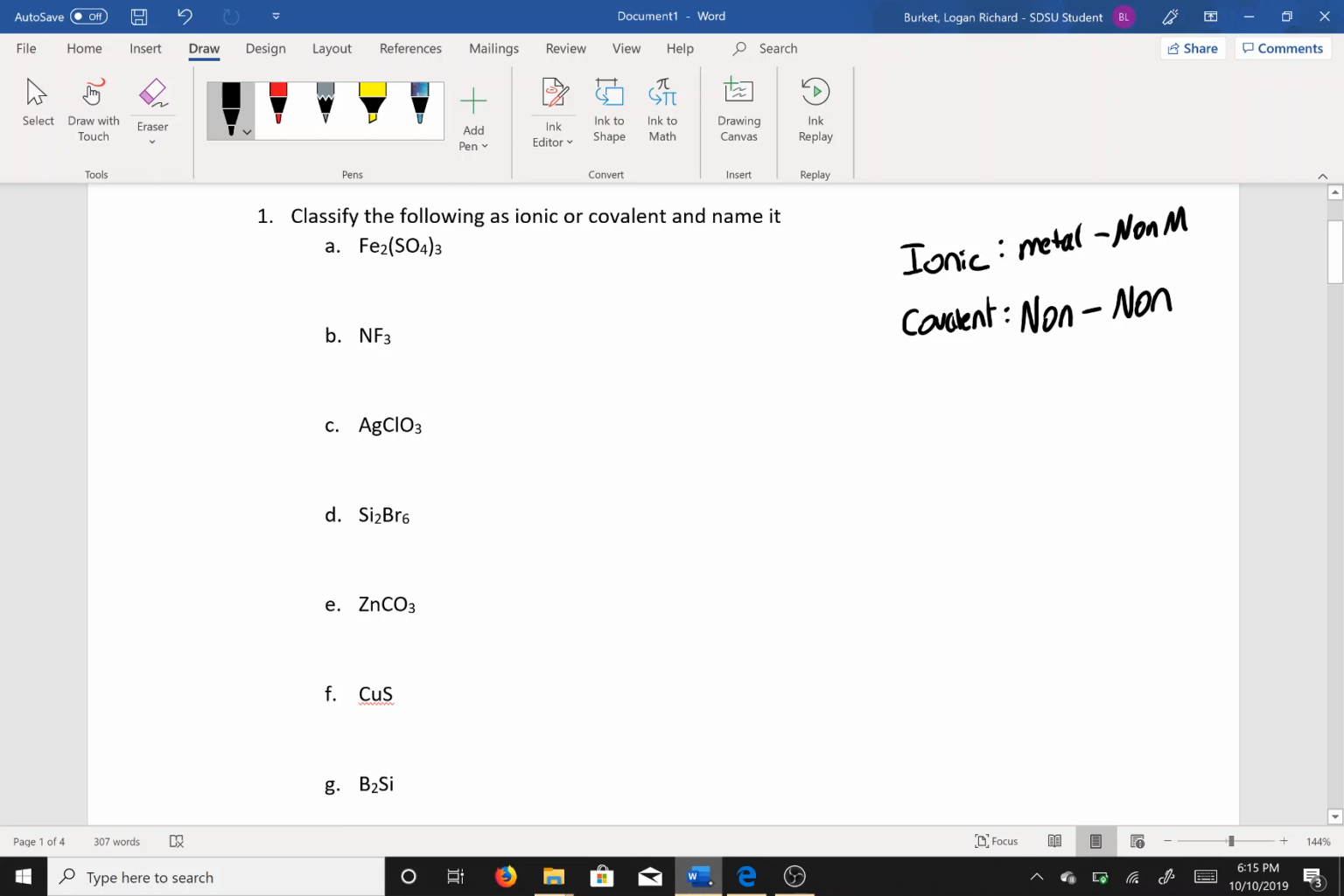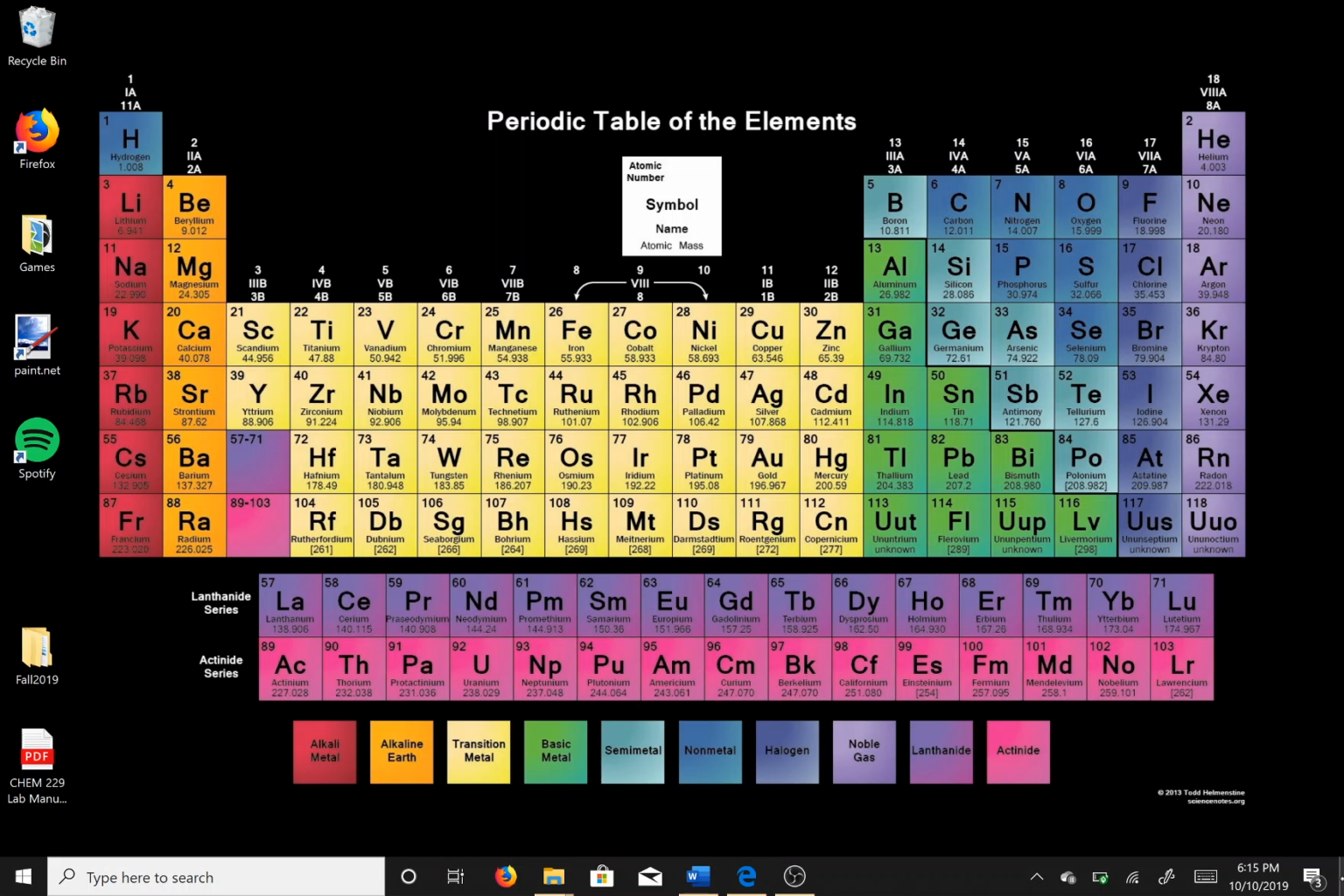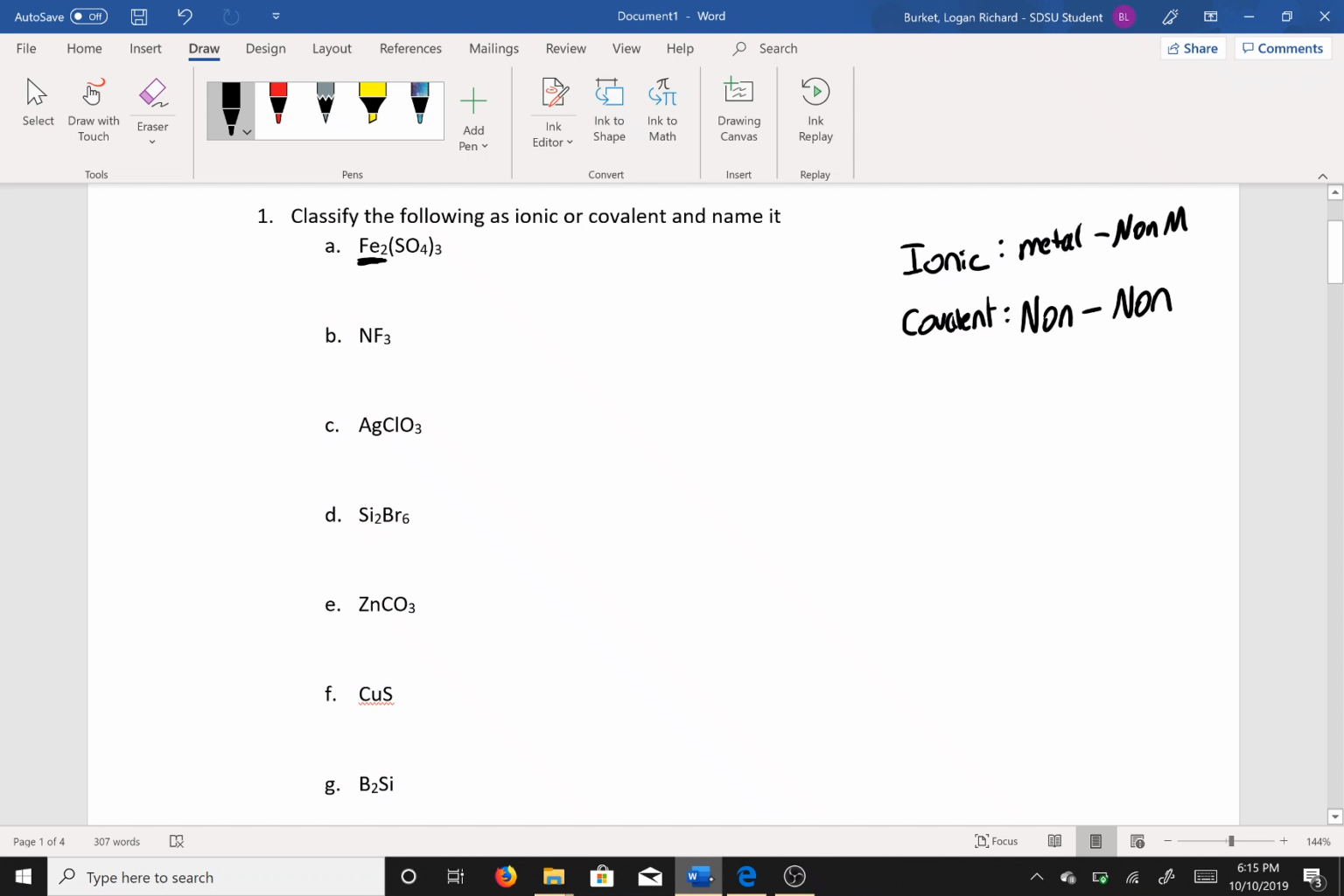So let's determine if this is, first off, ionic or covalent. Since I see Fe right here, when we go over to the periodic table, iron's right here in the middle, it's 26. So that is a metal. So immediately I can say it's not covalent because covalent is two nonmetals. So it's ionic. And then we must name it.